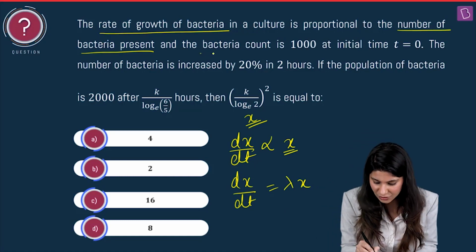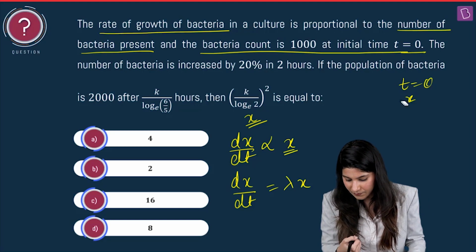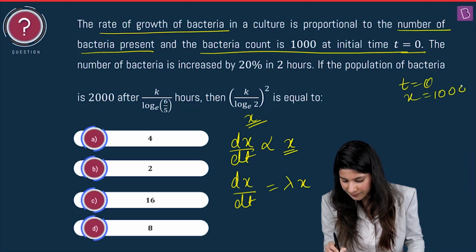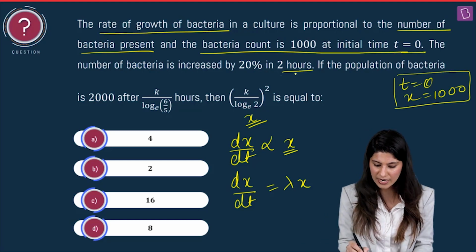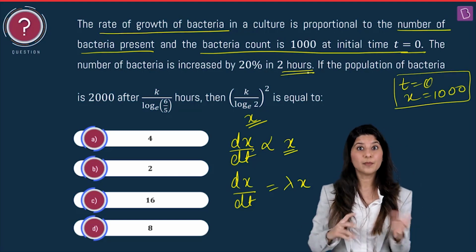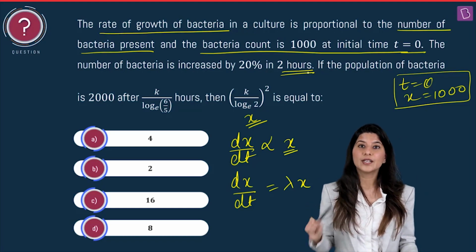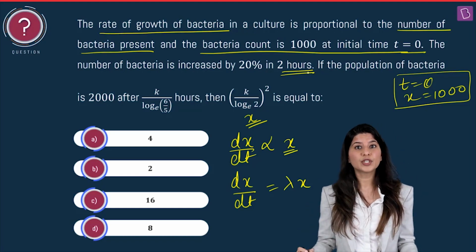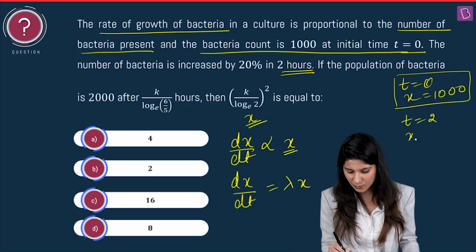Further, it is given that initially the bacteria count is 1000. So at t equals 0, the bacteria count would be 1000. Okay, all right, cool. And next, it is given that in 2 hours, the number of bacteria is increased by 20%. Initially, it was 1000. 20% of 1000 would be 200. So overall, 1200 bacteria at t equals 2.